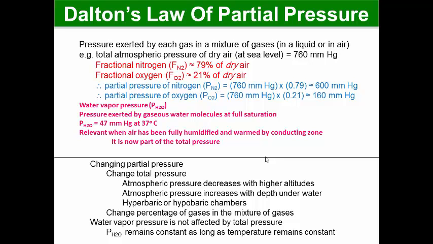So oxygen moves from the alveolar air into the blood in the pulmonary capillaries because the partial pressure of oxygen in the alveolar air is higher than the partial pressure of oxygen in the blood in the pulmonary capillaries. The opposite is true for carbon dioxide.